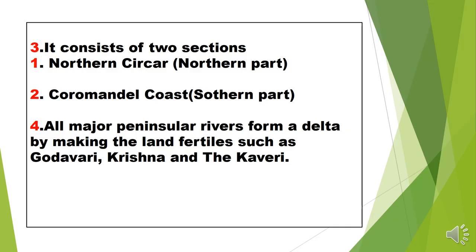So when they drain into the Bay of Bengal, they form a delta on the bank of the river. So they formed fertile land in the eastern coastal plain by three rivers: Godavari, Krishna and Kaveri. So these are some features of the eastern coastal plain area.